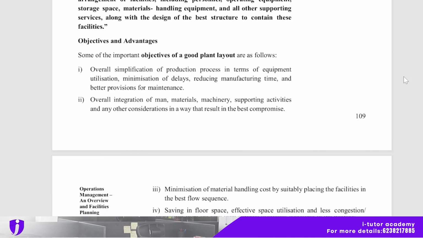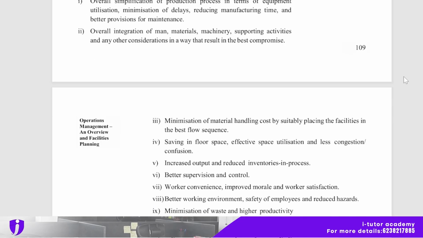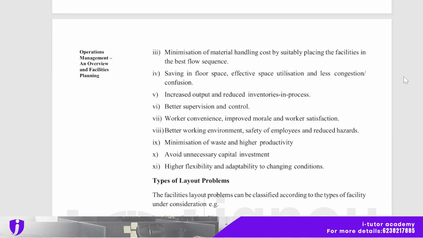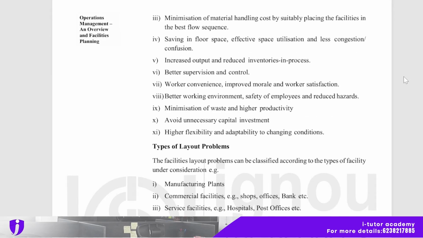Some of the important objectives of a good plant layout are as follows. Overall simplification of the production process in terms of equipment utilization, minimization of delays, reducing manufacturing time and better provisions for maintenance. Overall integration of man, material, machinery, supporting activities and any other consideration in a way that results in the best compromise. Minimization of material handling cost by suitably placing the facilities in the best flow sequence.